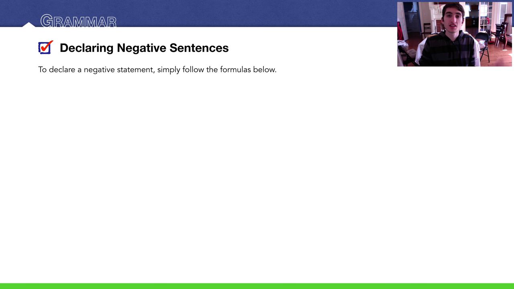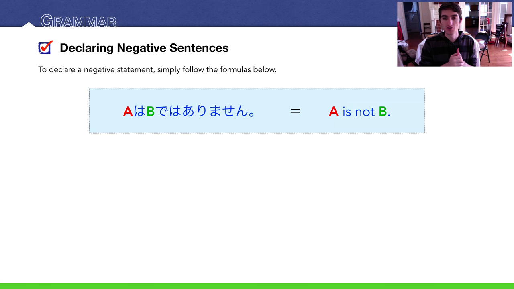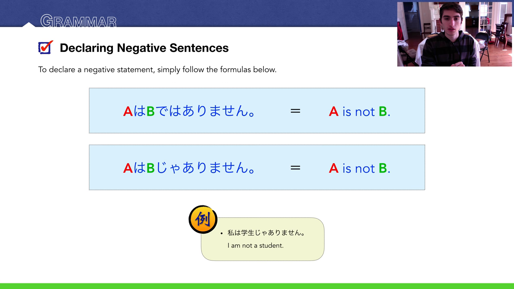Now, how do we say the opposite? How do we declare negative sentences? Well, you can follow this formula. A は B ではありません. You can contract that では into something shorter. A は B じゃありません. A is not B. And then our example here, 私は学生じゃありません。I am not a student.